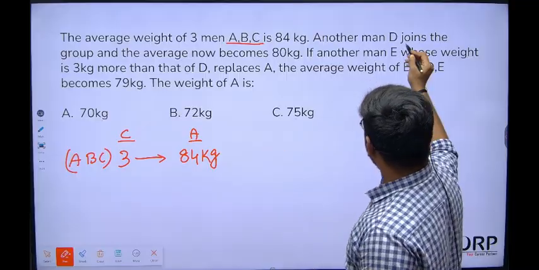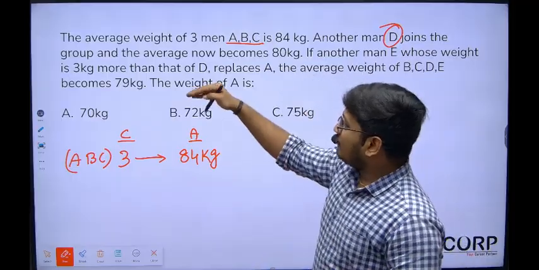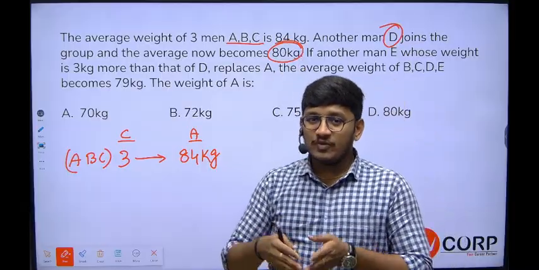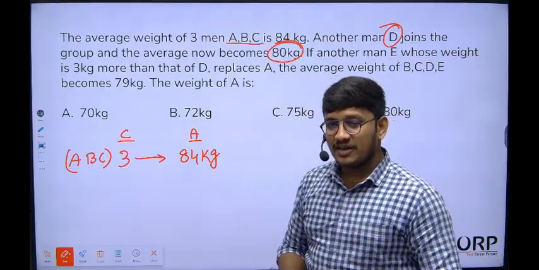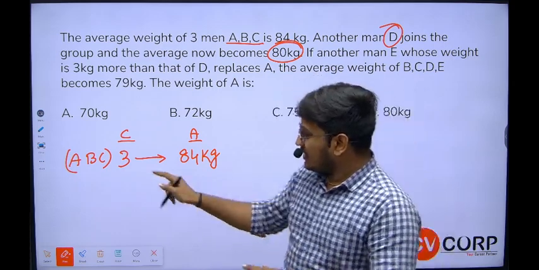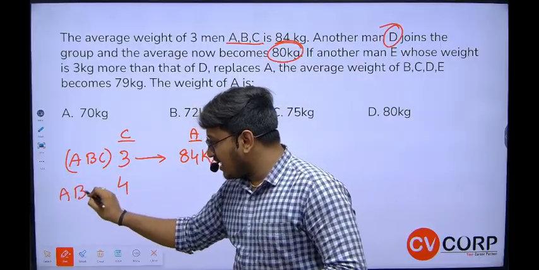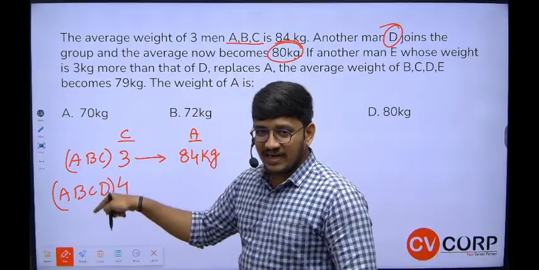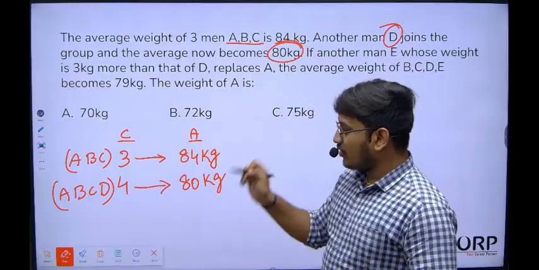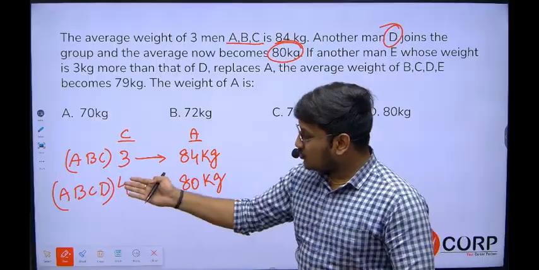Now what happens is another man D joins the group. If another man D joins the group, average now becomes 80 kgs. Up to this particular point, this question belongs to the added part. Because here three members' average is 84. Now one more person is added, the name is D, meaning A, B, C, D are there now. The new person is added, the four members' average became 80 kgs.